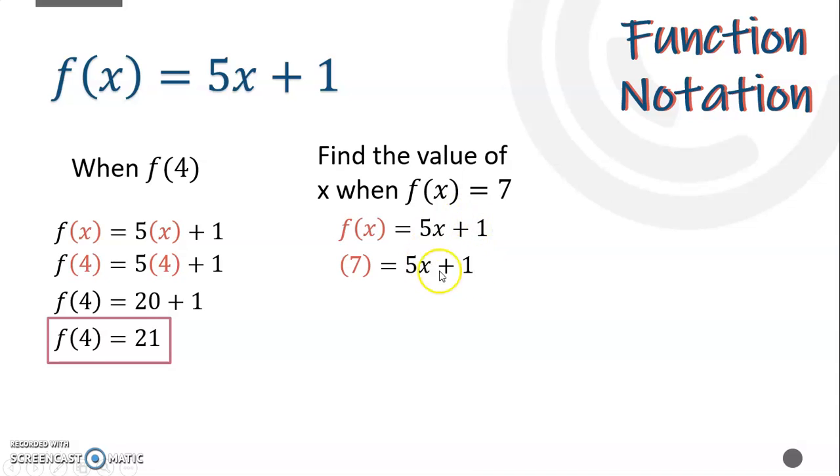I move my 1 to the other side. If on here is adding, on the other side it will go subtracting. And I have 7 minus 1 equals 6 equals 5x. I need to move this 5 to the other side. And if on this side it is multiplying, on the other side it will go dividing. So I move my 5 to the other side dividing, and I have 6 over 5.